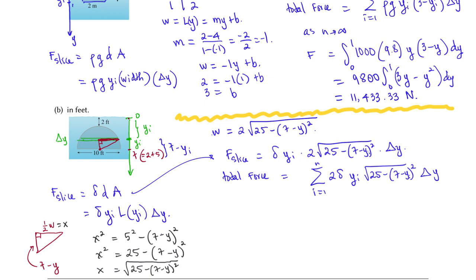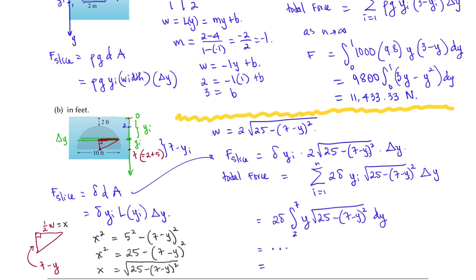This is the Riemann sum for the total force. As n goes to infinity, we obtain the definite integral. 2 delta is a constant, so we move it to the front of the integral sign. Y times the square root of 25 minus the quantity 7 minus y squared, dy. For the limits of integration, we add up the slices on the thin plate only, so the lower limit of integration is 2 and the upper limit of integration is 7.